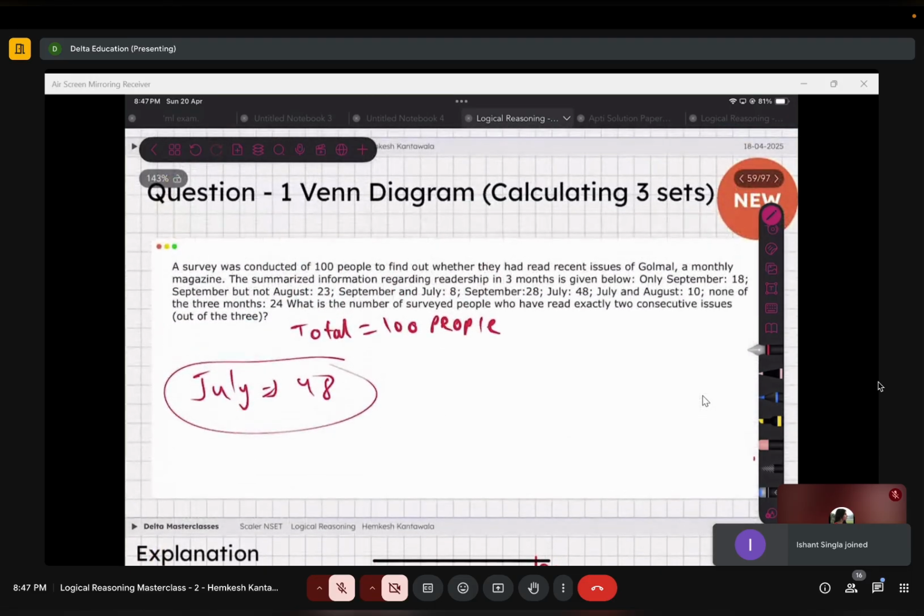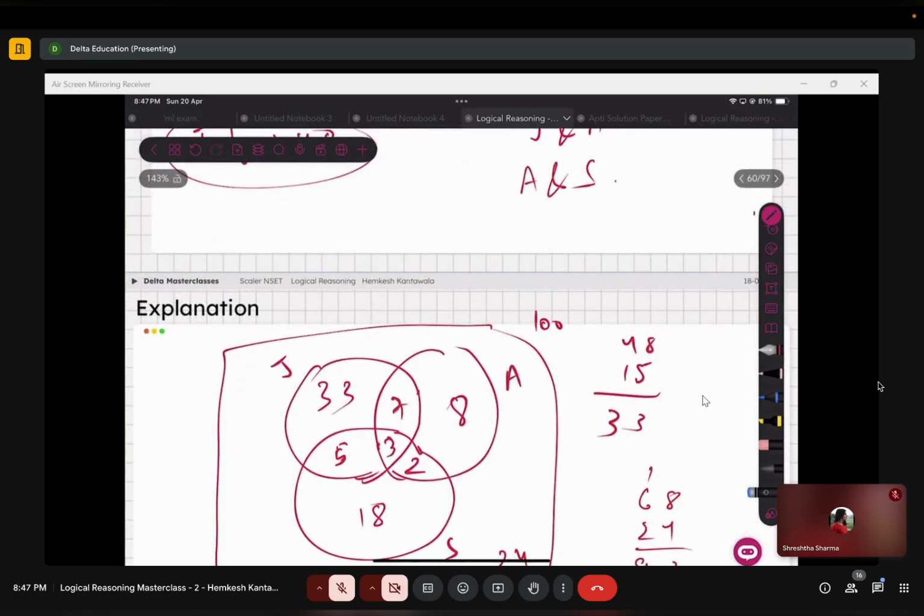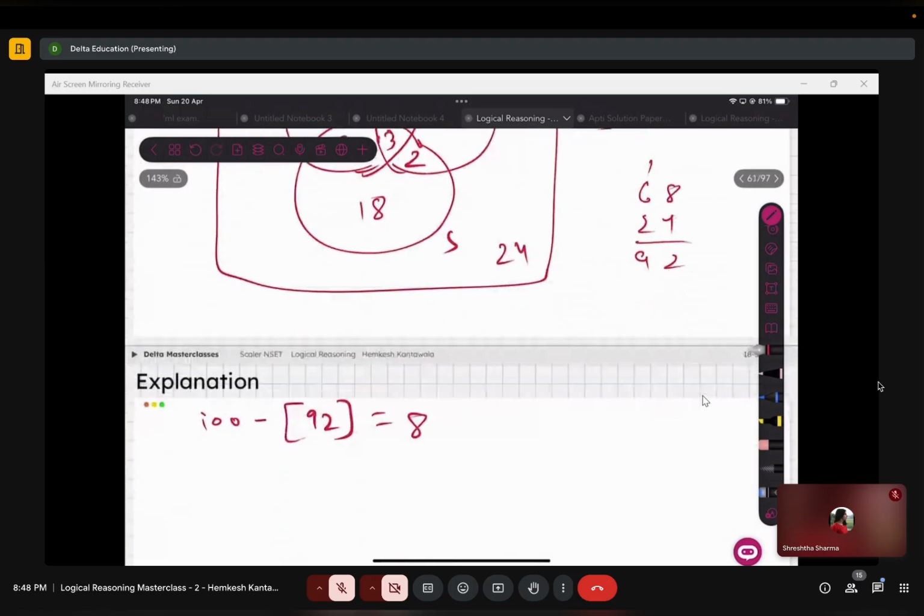Now, what is the number of surveyed people who have read exactly 2 consecutive issues? Okay, who have read 2 consecutive issues, which means they have read July and August, or they have read August and September, and not this part, correct? Because this is the part where all 3 have been read. So we don't have to include this part. We have to just include this plus this, which is 7 plus 2, which is 9. So 9 is the answer to this question.